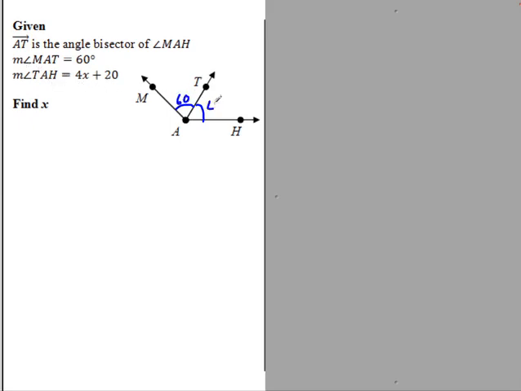TAH is 4x plus 20. Well, if they're congruent, we know they equal each other. So I know these are the same. Right off the bat, you can say MAT equals TAH. I'm just going to go straight for it. 60 is equal to 4x plus 20. Why? Because it's a bisector, it cuts them in half. I know they're the same. Now just solve them. So really it's going back to solving some equations.